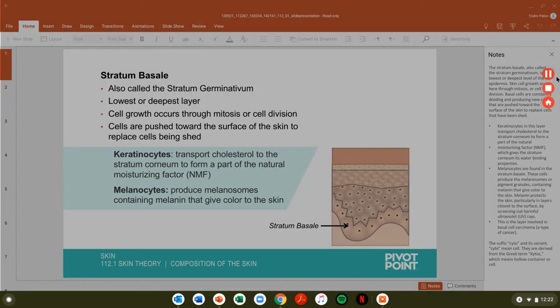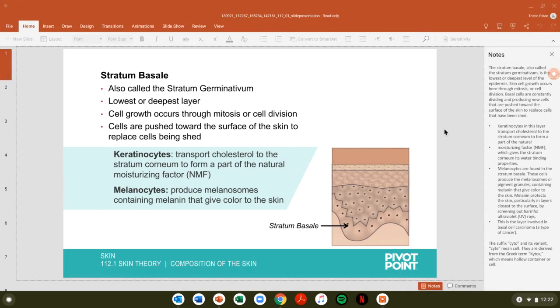All right, so starting from the bottom, your stratum basal. This is also called the stratum germinativum. It's the lowest or deepest layer of the epidermis. This is where cell growth occurs and like mitosis or cell division happens. And cells are pushed towards the surface of the skin, and it helps to replace cells that are being shed. So it's constantly producing, cell dividing, and moving upwards towards the top of the epidermis to replace that skin.